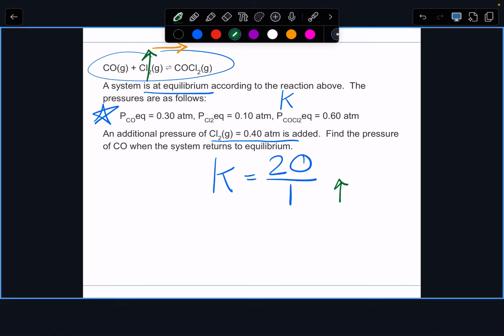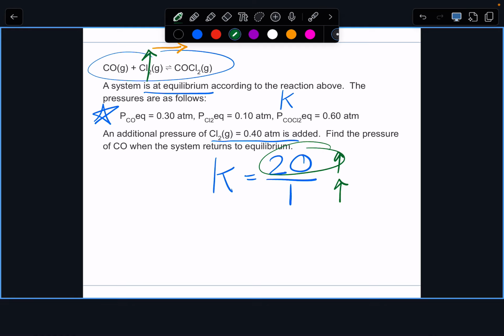So a way that I fix that, if I increase the bottom number, how do I make it stay the same ratio? I have to increase the top number too, right? So mathematically, it's going to shift towards the products so that this number can stay constant. So the top number gets bigger, the bottom number gets bigger. Now it's not perfectly like that because it's going to use up some of the bottom number too, but they're balancing themselves out.